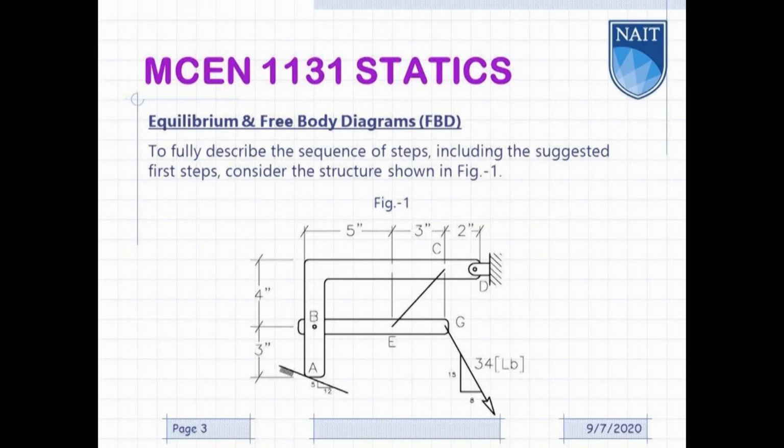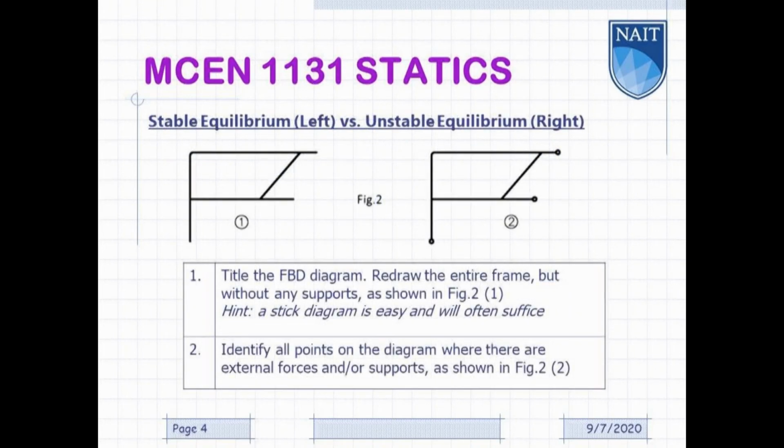To fully describe the sequence of steps, including the suggested first steps, consider the structure shown below in Figure 1. Start with the basics. Give your FBD diagram a title. Redraw the entire frame but without any supports, as shown in the figure on the left. A stick diagram is easy and will often suffice. Next, identify all points of the diagram where there are external forces and or supports, as shown on the figure on the right.